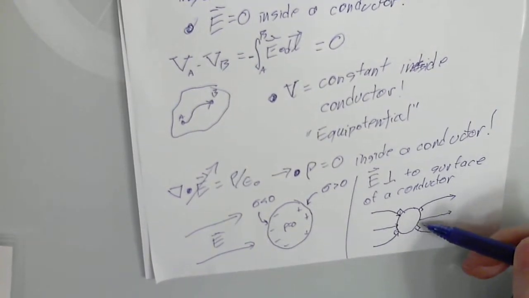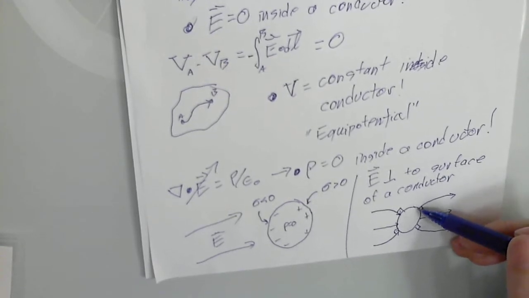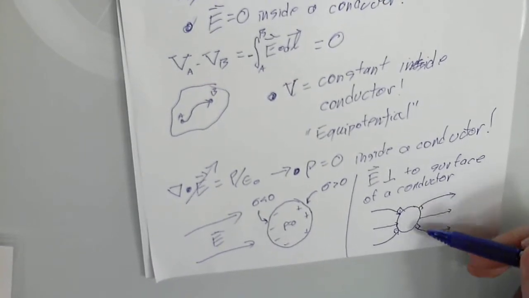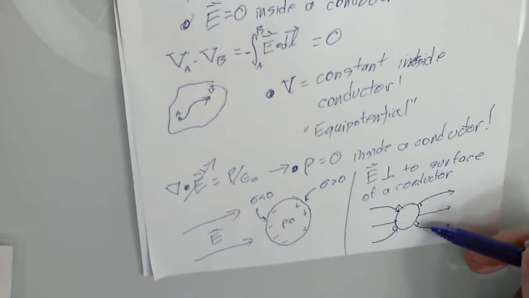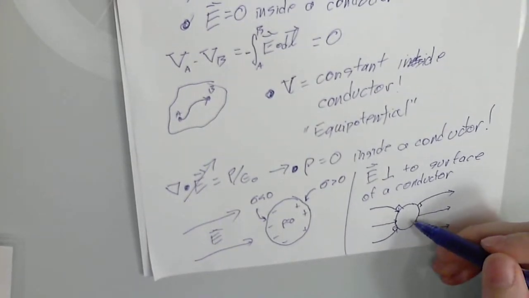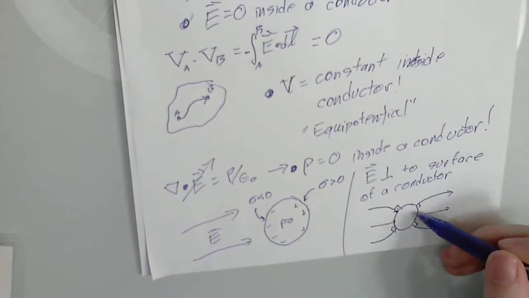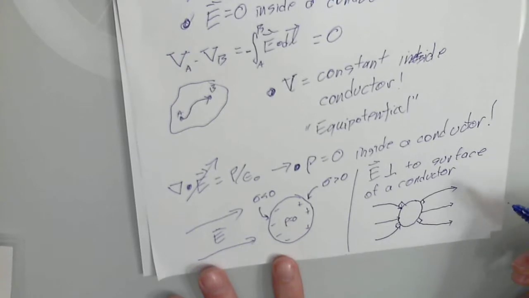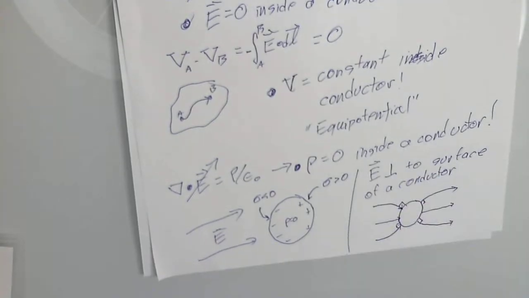Well, if it were at some angle to the surface, then there would be a net electric field pushing electric charges along the surface. That would push positives one way along the surface and negatives in the other direction, and they would flow along the surface until they canceled out the component of the electric field parallel to the surface. They can't move off the surface, so there's nothing they can do to cancel out the perpendicular component. So the electric field is always perpendicular to the surface of a conductor.